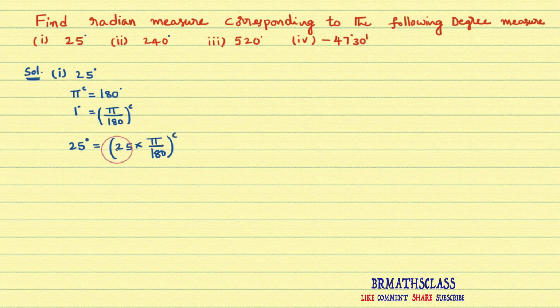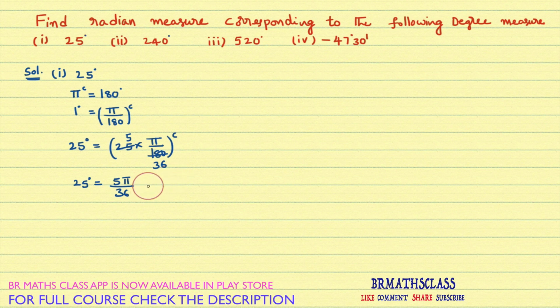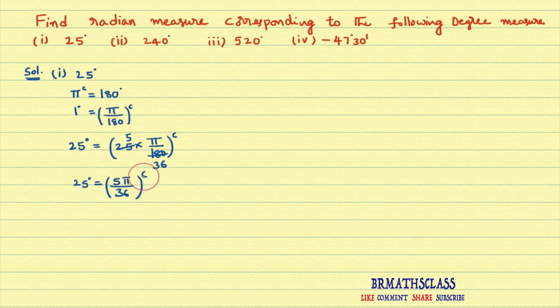Here, 5 table: 25 is 5 times, and 180 is 36 times. So what is 25 degrees? 25 degrees equals 5 pi by 36 radians. Simply, if you leave it like this, it indicates it is a radian measure. However, we can write the notation power C like this also. This is the notation for radian measure. So we learned how to convert 25 degrees into radian measure.